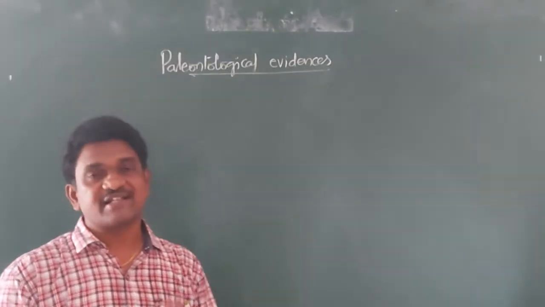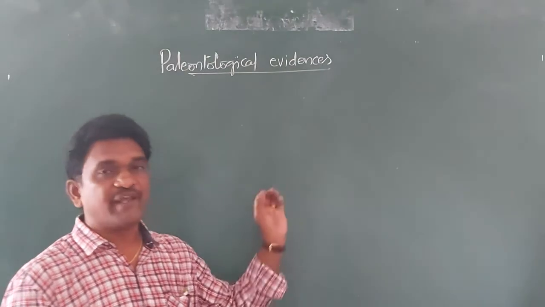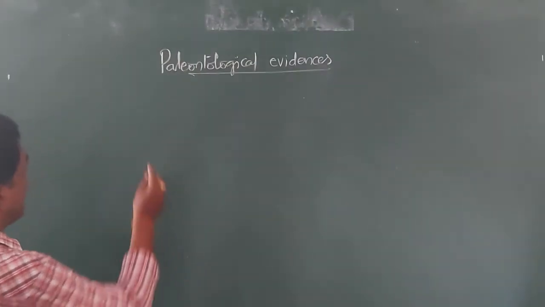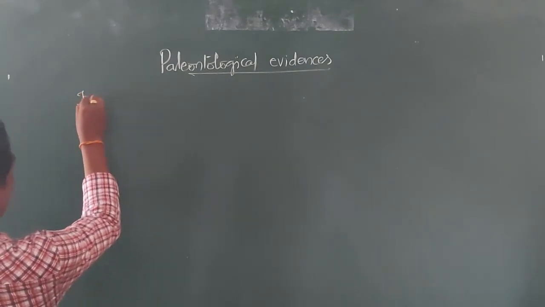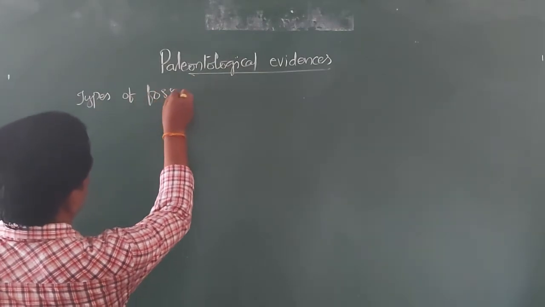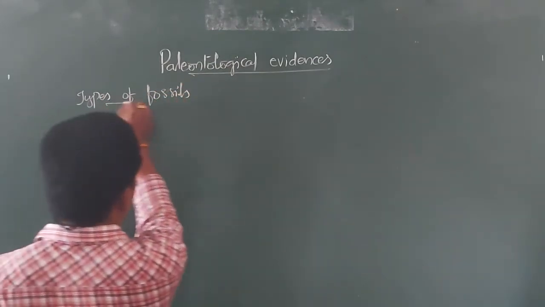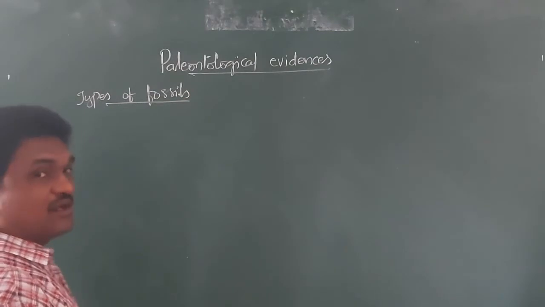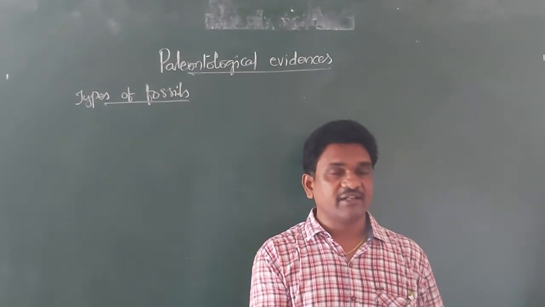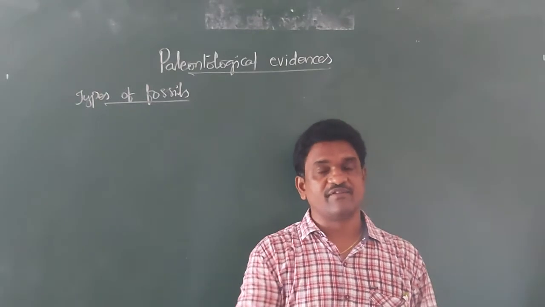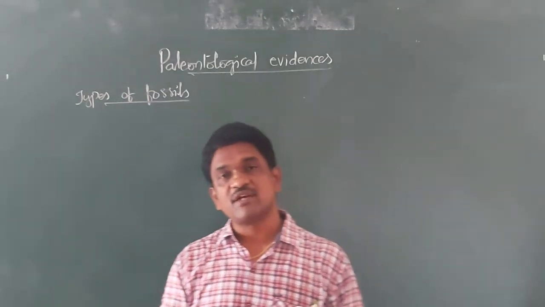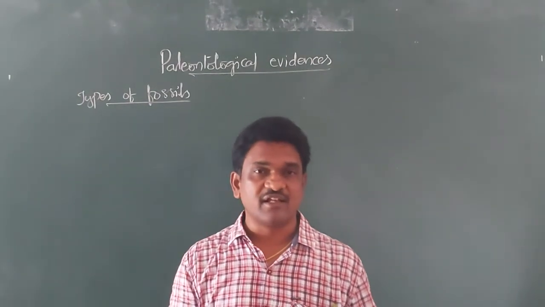Right. Now let's explain the remaining part of paleontological evidences. Under this part, first we explain types of fossils. There are different varieties of fossils available in the sedimentary rock layers. We have mentioned that in the previous class. What are the various types of fossils available in the sedimentary rocks?